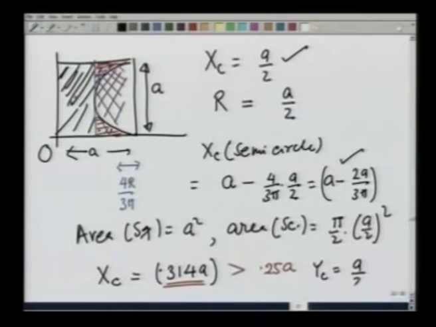The y coordinate, obviously because of the symmetry, remains at a by 2. So, I have given you two examples of how to use the observation that the centroid of a given area is actually a weighted combination of centroids of the areas making this joint area, to calculate centroids of complicated shapes.